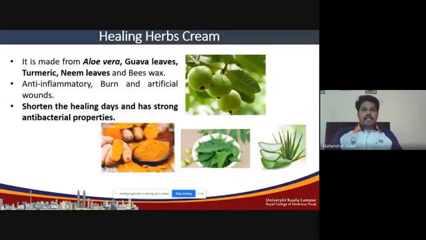And this one is a healing herb cream, which is made up of turmeric, aloe vera, and guava leaves, and neem leaves are also included in this preparation. We know neem leaves, turmeric, guava leaves, aloe vera. Most of the time we use these for many formulations, and we know the importance of these medicinal plants. But we must know how to make it into a prototype, and once you make it into a prototype, you must know how to commercialize it also.